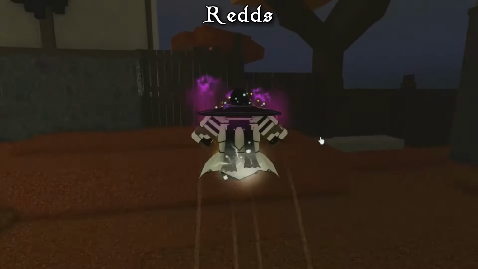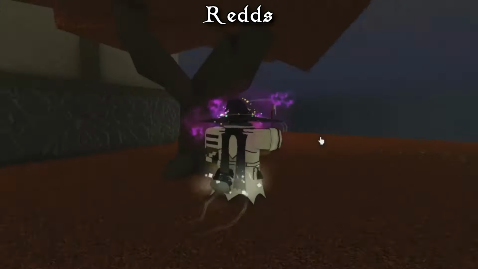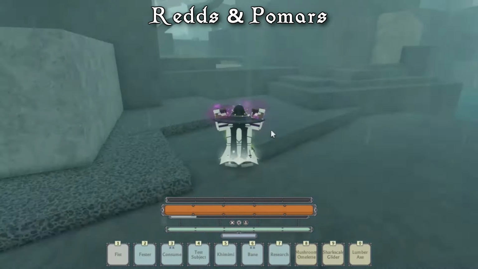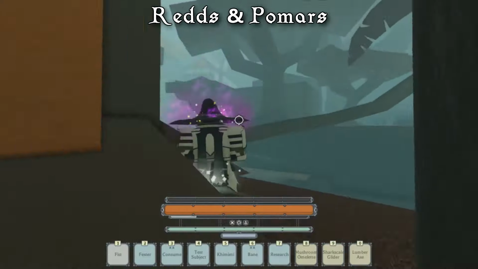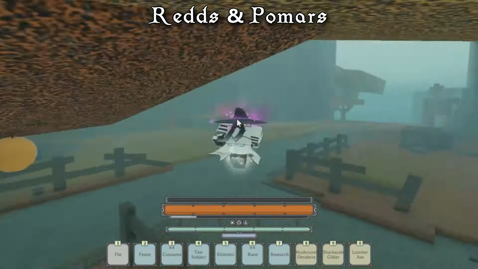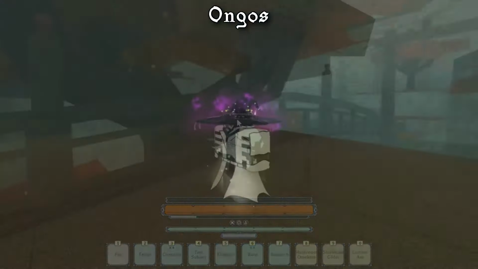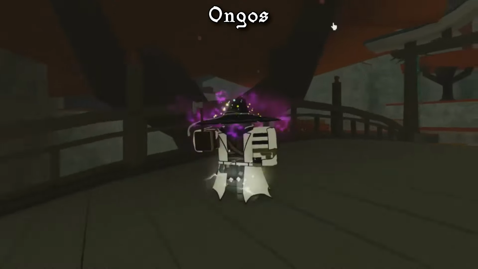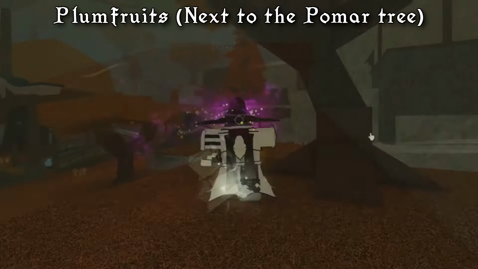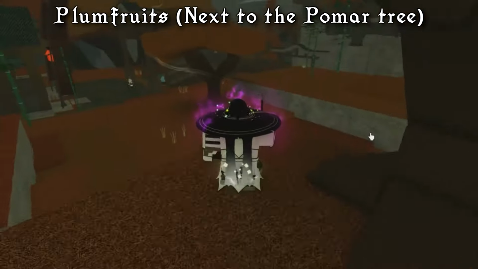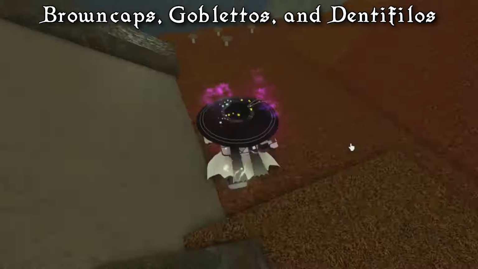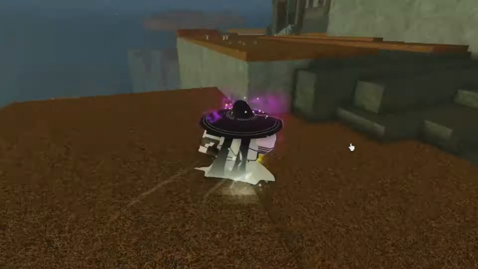Reds are easy to find on Songseeker Islands, but there are also some next to the Guildhall in Etrus. Pomars are easy to find on the Songseeker Islands, but the outside of Etrus has multiple pomar trees as well. Ongos are on the three or more trees outside of Etrus, as well as a couple trees in the Songseeker Islands. Plum fruits are the easiest to find by the outside of Etrus. Brown caps, goblettos, and dentifilos are scattered throughout all of Etria. You can find them anywhere there.